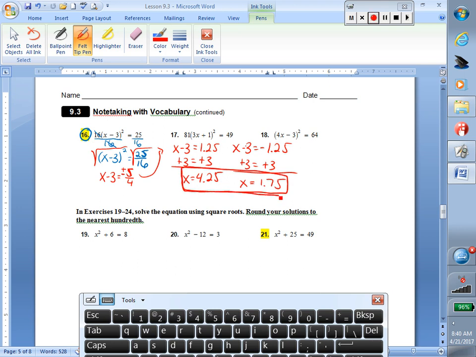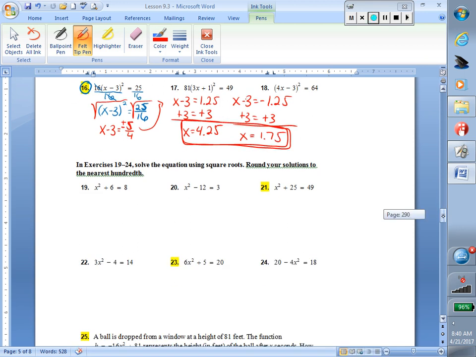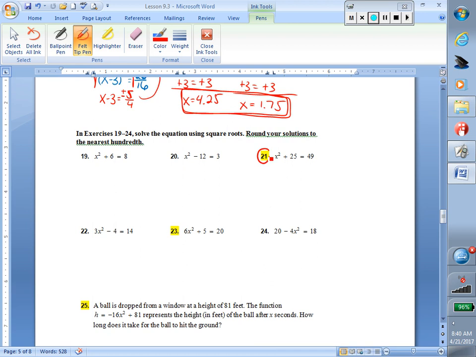Now the last 5 examples we've done, they've all worked out very, very nice. Every time we took the square root, we either got an integer or a nice terminating decimal, like a fourth or 3/4. Let's just take a look at one example. Let's look at number 21. Just one example that doesn't work out to be perfect.